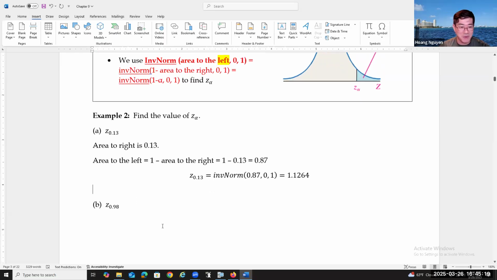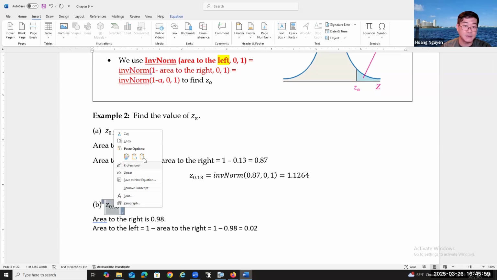Okay, let's try one more time, everyone. What is Z sub 0.98? Z sub 0.98 means that the area to the right is 0.98. After we know the area to the right, we have to find the area to the left. Area to the left equals 1 minus the area to the right, which is 1 minus 0.98, so that's 0.02. Now we are ready to answer this question, Z sub 0.98.